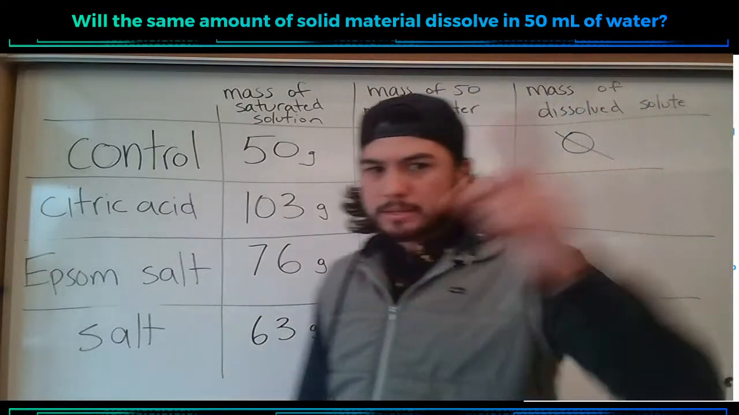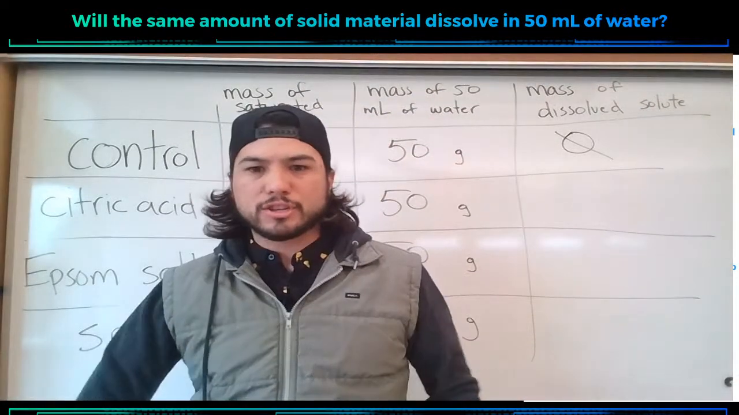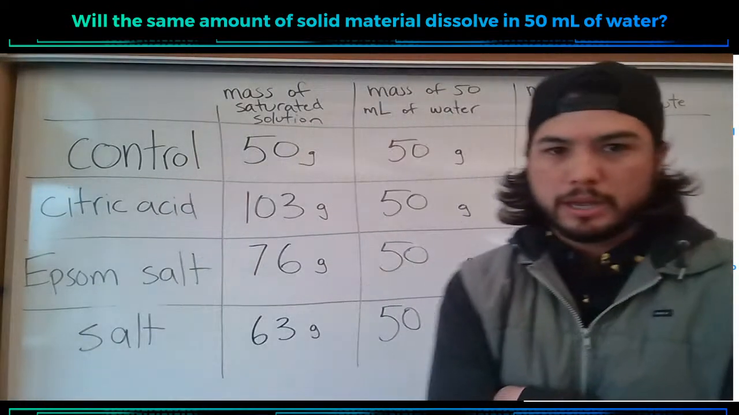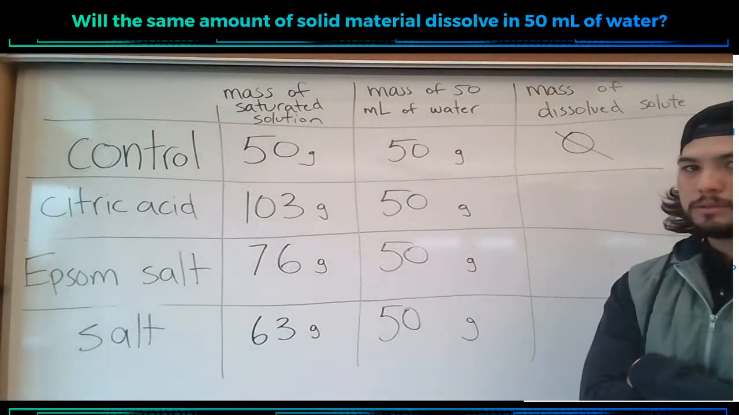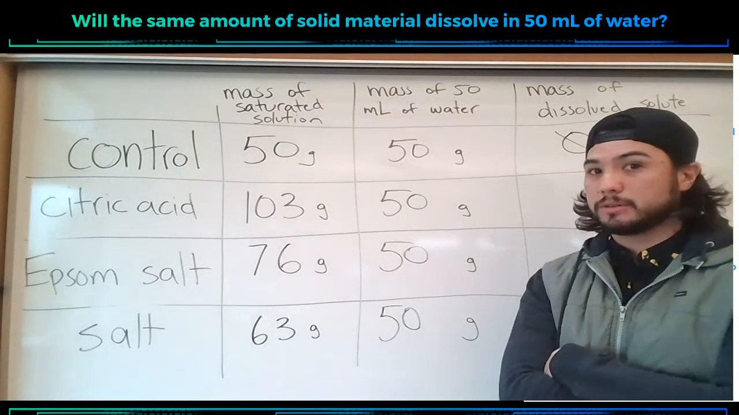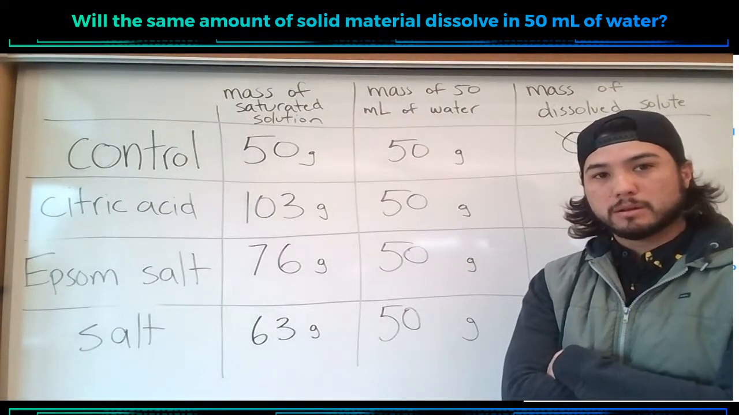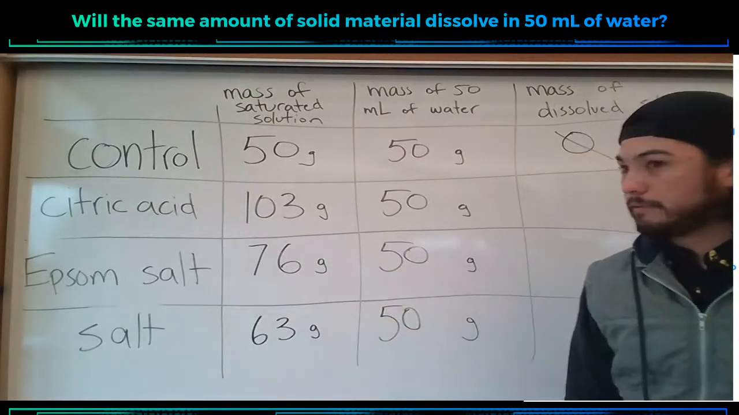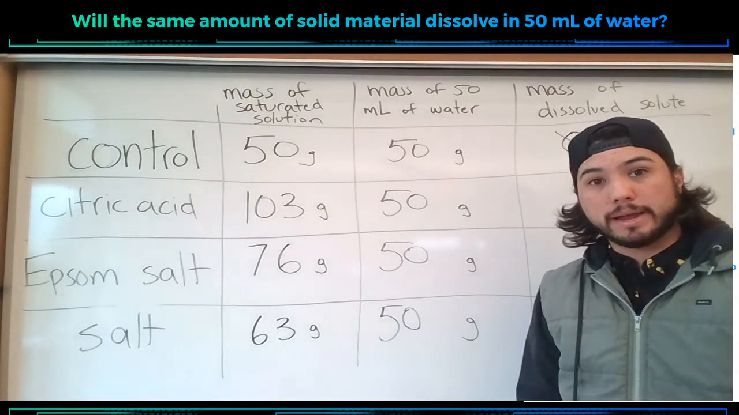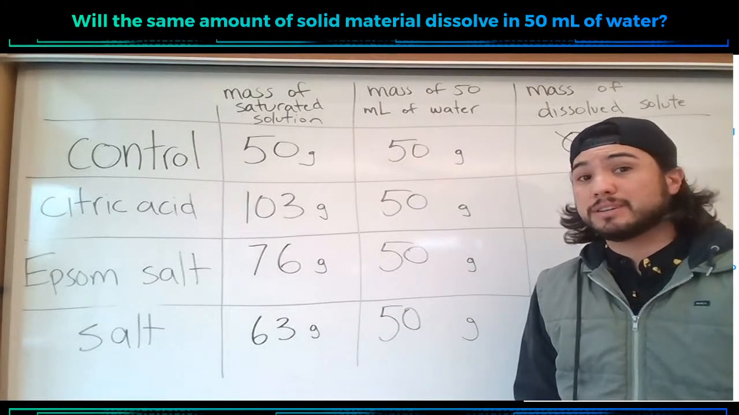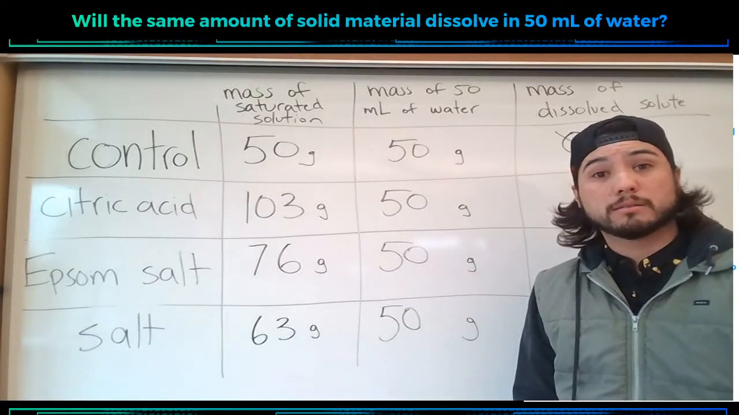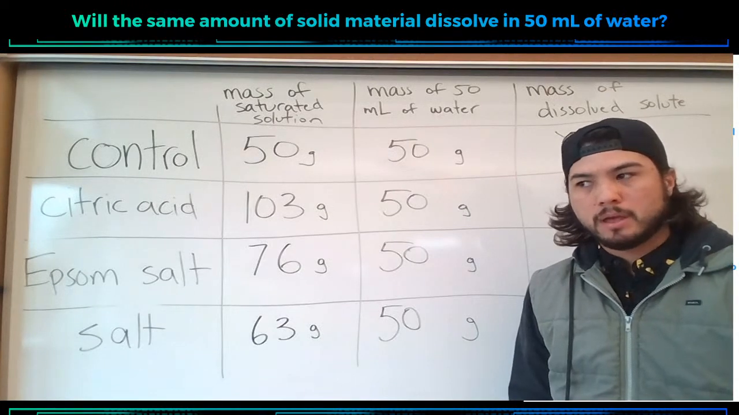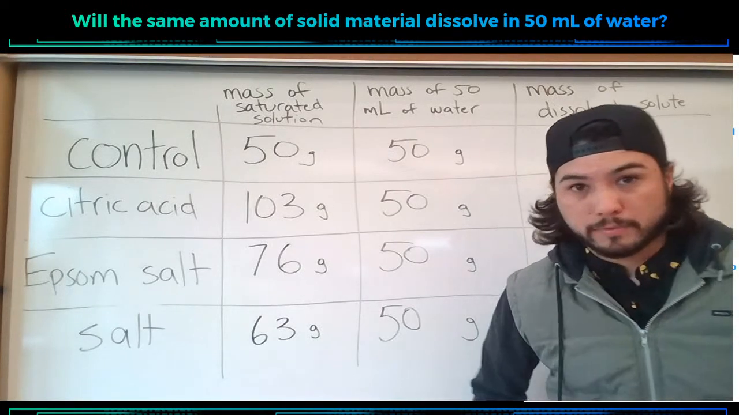And then let's think about this. Answer our question above. Will the same amount of solid material dissolve in 50 milliliters of water? Will the same amount of different solid materials? It should be more specific there. The answer is clearly, looking at these very different masses, there are different levels of saturation depending on the solute, depending on what you're dissolving. And there's a word for that.